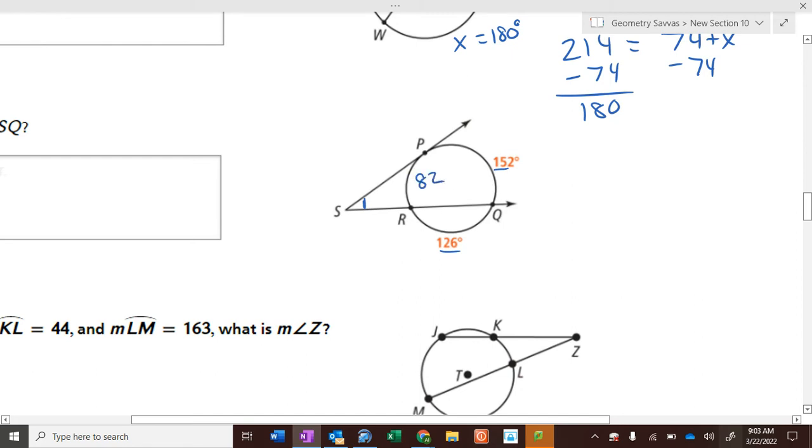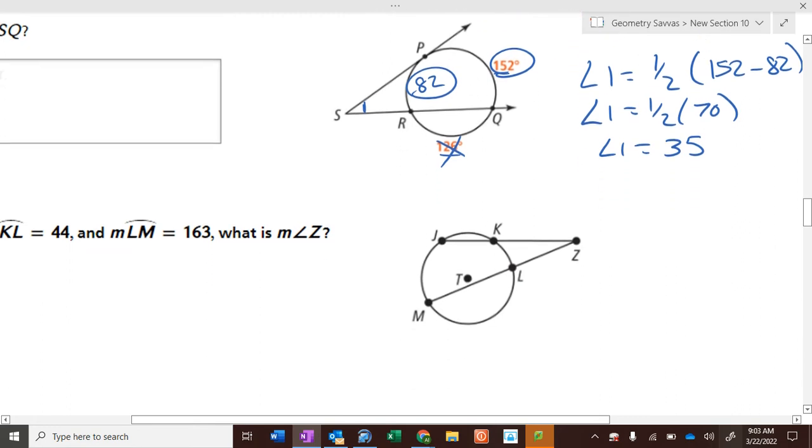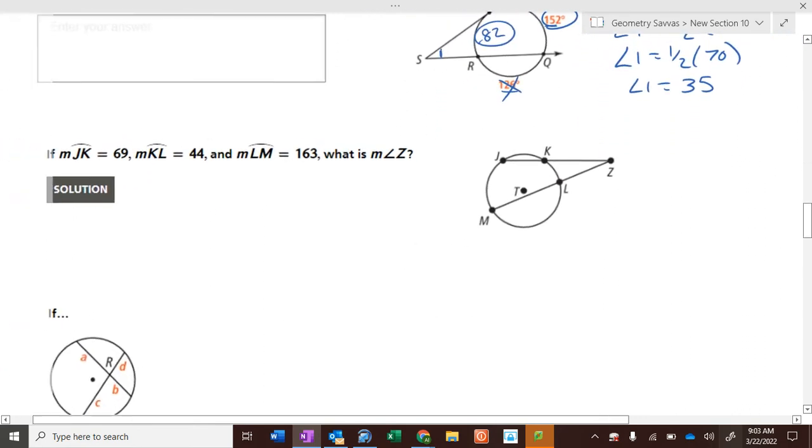Am I right? Okay. So angle 1 equals 1/2 of the big arc, 152, minus the little arc, 82. Make sure you use these two arcs and you don't use this one because that's outside the angle. So angle 1 equals 1/2 of 70. Angle 1 is 35.